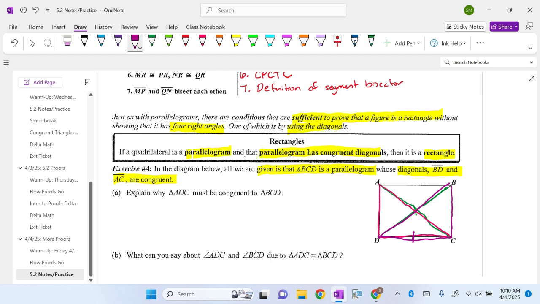What's the side of a right triangle called that's not a hypotenuse? A leg. Now, we haven't proved that we have 90-degree angles yet. So another way we could say it is that this is congruent to this, this is congruent to itself, and this is congruent to this, by what? We already know that if it's a parallelogram, opposite sides are congruent. If they share a side, it's congruent. And they told us the diagonals are congruent. So what triangle congruence postulate does that give us? Side, side, side.